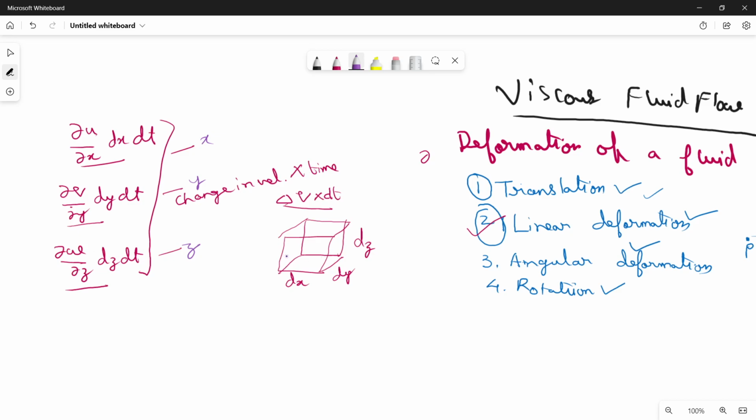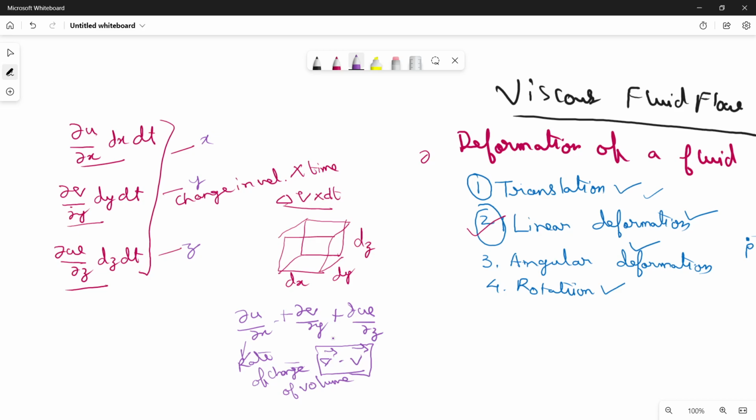So the rate of volumetric change, or volumetric strain, is given by del u del x plus del v del y plus del w del z. What is this? This is nothing but the divergence of the velocity field. So the divergence of the velocity field physically represents the rate of volumetric strain. The rate of change of volume of a fluid element is represented by the divergence of velocity.